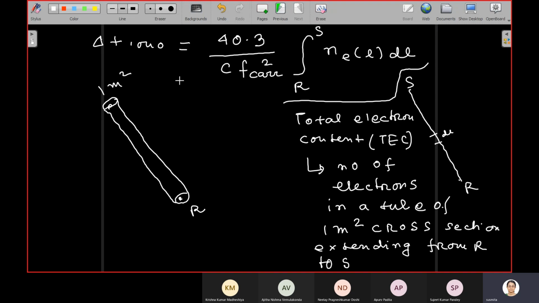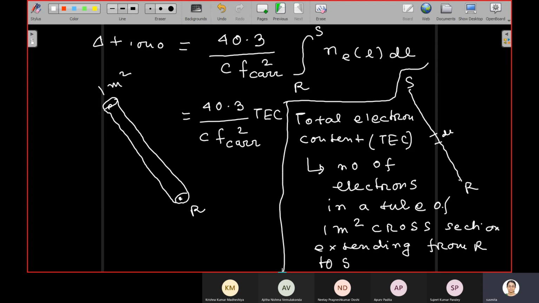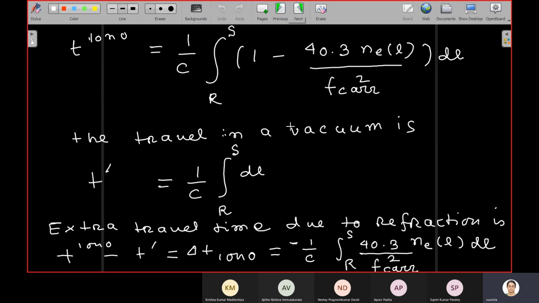Okay. So T INO is given by 40.3 over carrier frequency square times TEC, total electron content. But this is an unknown, and that's why delta T INO is an unknown. And there is a negative sign here. What does the negative sign indicate? And why do you have a negative sign?